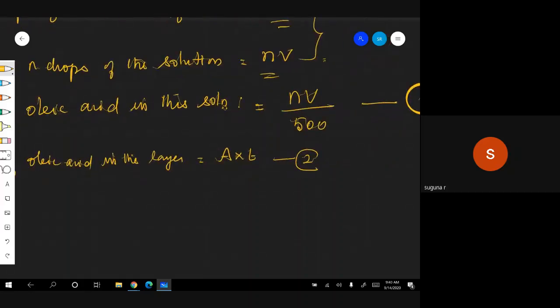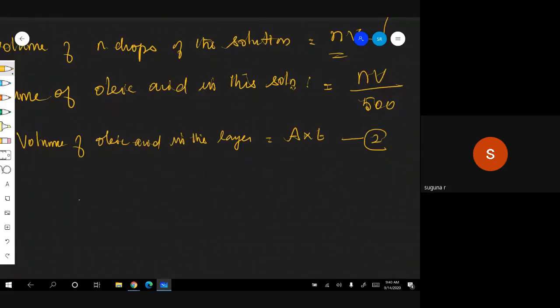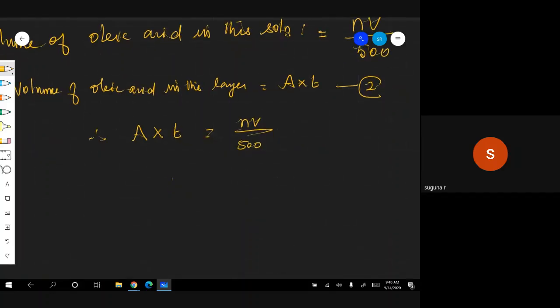You can equate both, equating 1 and 2, since both are the same. A into T is equal to NB by 500. Therefore, you can very easily find the thickness. From this you can calculate the thickness of the layer. The thickness of the layer is nothing but the molecular thickness, one molecule thick.